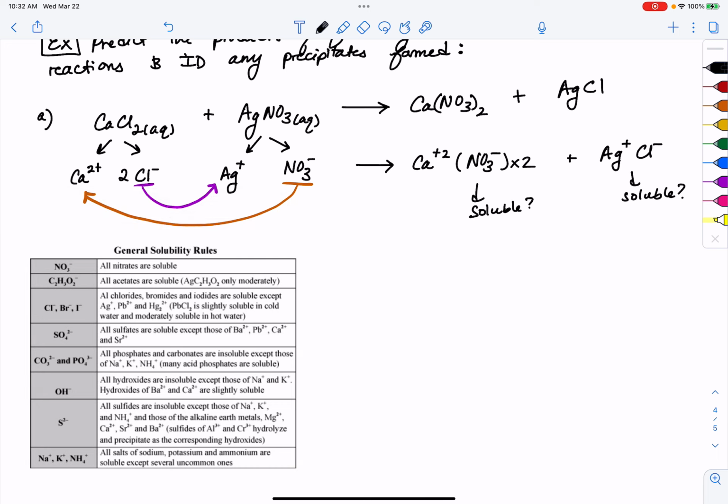All right, so let's see here. I'm going to go fishing for a rule about nitrates since I have a nitrate polyatomic ion. I have a nitrate rule which says that all nitrates are soluble, meaning that the calcium nitrate compound that we formed is going to be dissolved in solution, meaning we're forming just calcium ions and nitrate ions.